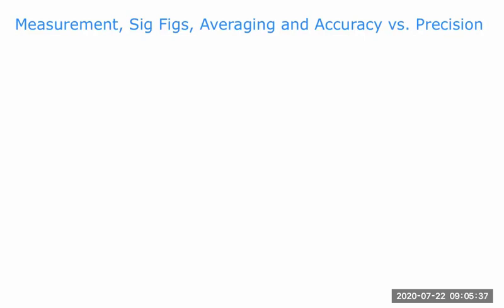Hey, this is Mr. P, and today we're going to be thinking about measurement, sig figs, averaging, and accuracy versus precision. So basically, in physics, when you write a number or a measurement, it can actually communicate multiple different things. So the first thing, which is the thing that you're already familiar with, is the magnitude. So magnitude is basically the size.